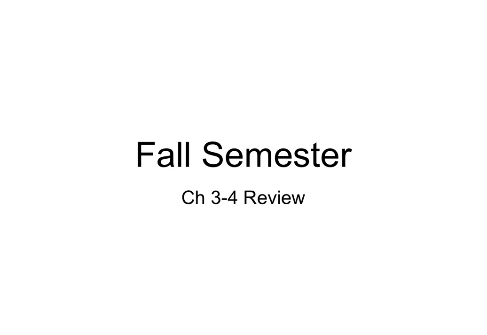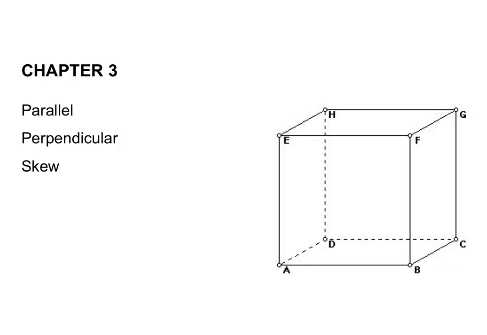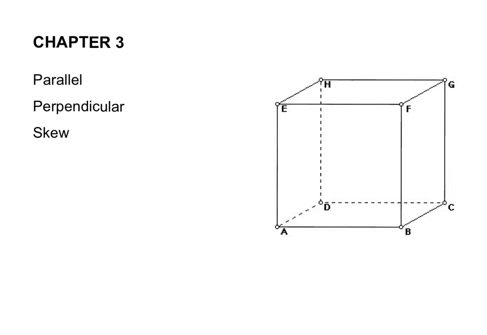Before I hand out the review for 3 and 4, I'm just going to go through a few things because it's been a while since we've covered a couple of these things. Chapter 3 talks a lot about parallel and perpendicular lines. If I gave you a segment like, let's say, FG, and I ask you to name a segment that is parallel to FG, what would be a segment parallel to FG?